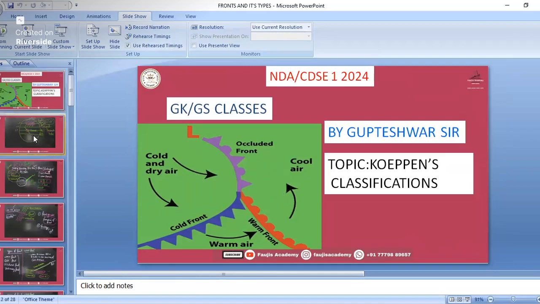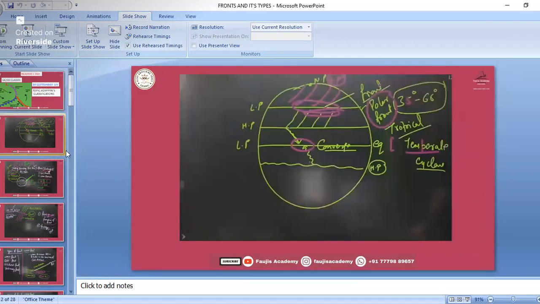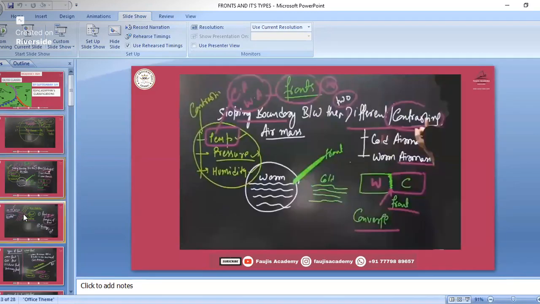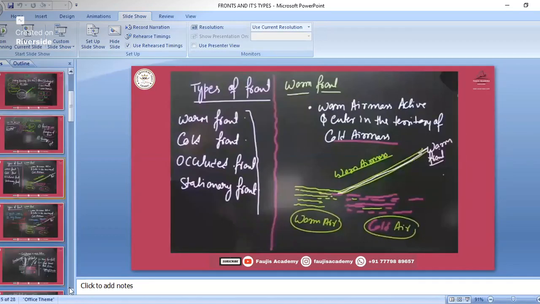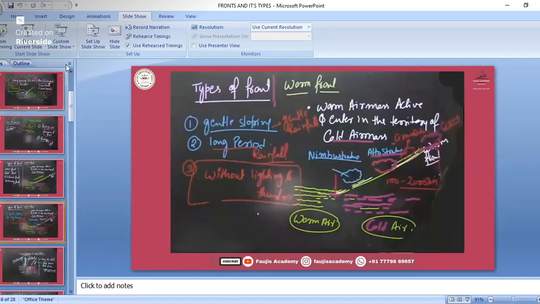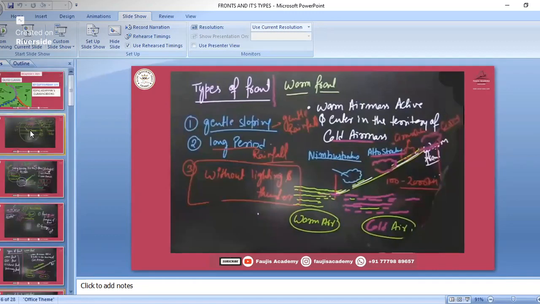In the Köppen classification, you must remember, this is the most important part. In exams about the Köppen climatic classification, some questions are asked in this part, so you must understand it. Sorry, this is the part of fronts only; just the name is changed.